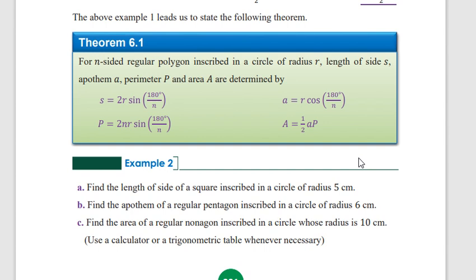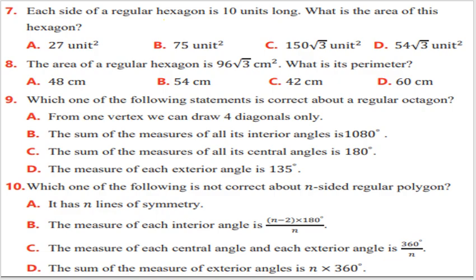Here are the formulas. To find side length: 2r sine 180 over n, and to find apothem: r cos 180 over n, to find the perimeter: 2nr sine of 180 over n, and the area is half times apothem times perimeter. This time what's given is s, so 2r sine 180 over n. So first of all we have to state here, don't forget it says it's a hexagon. Okay, the side length is 10.